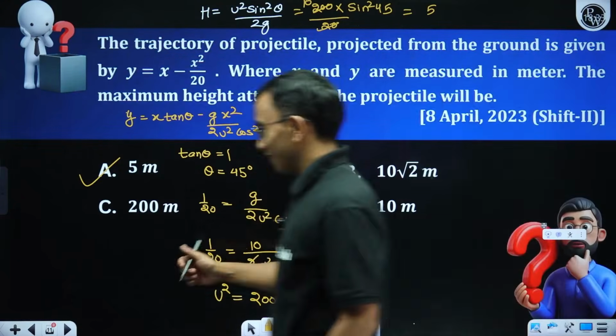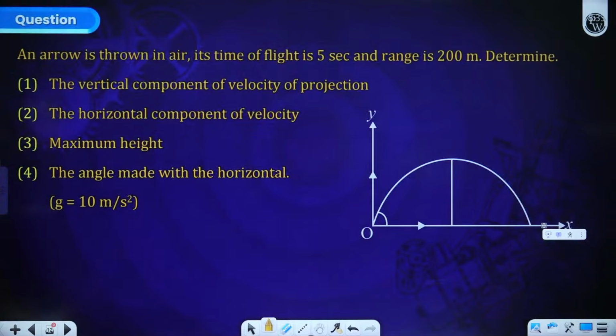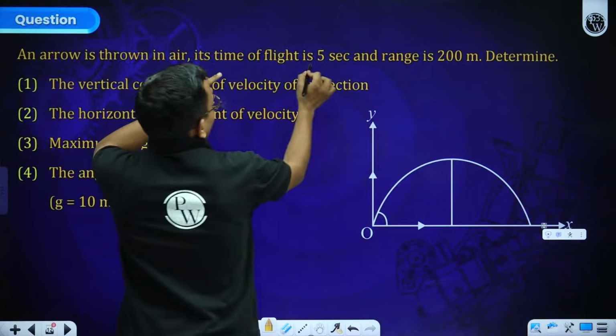Okay, A is the answer here. Next question, let us read it out. An arrow is thrown in air. Its time of flight is 5 seconds. Range is 200. Determine these things. Standard things these are. Here it is, time of flight is 5 seconds.